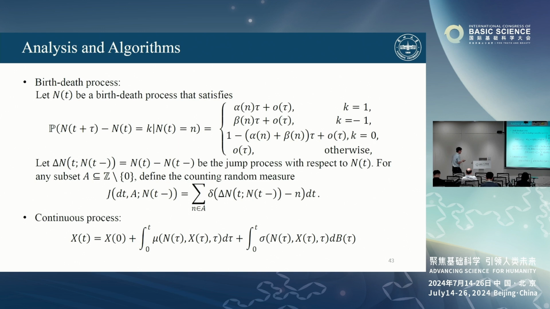But another one is X_t. X_t is not the original process. Here we just define a continuous random measure, and based on this random measure, we can define X_t. This stochastic process serves for the algorithm.